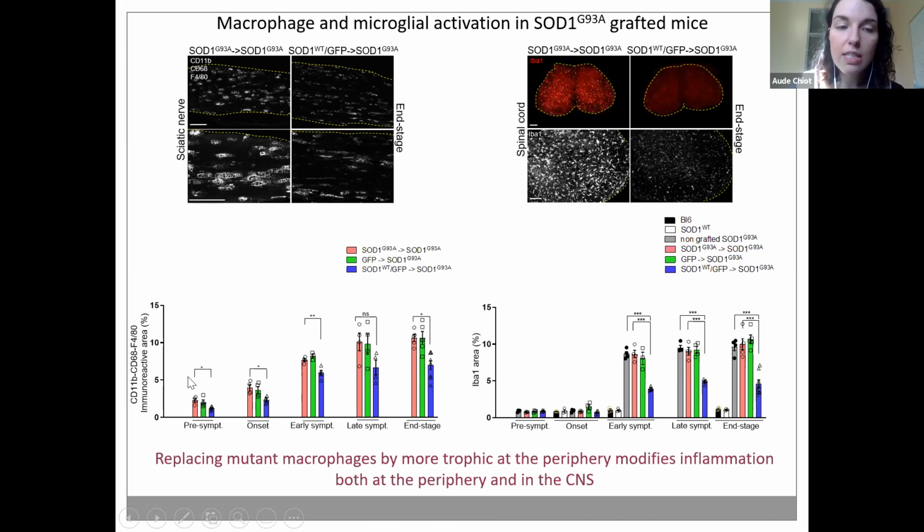But we did have a reduction starting at the pre-symptomatic stage of the macrophage reactivity for the group grafted with the SOD1 wild-type GFP bone marrow. And more importantly, when we looked at the microglial cells, again, no difference has been noticed with the control GFP cells. But when the mice were grafted with SOD1 wild-type GFP bone marrow, in blue, you can see that there was a reduction of the microglia activation starting at the early symptomatic stage through the end stage of the disease. So by replacing those mutant macrophages at the periphery with more trophic macrophages, we were able to modulate the peripheral inflammation in the nerve, but also the central inflammation in the spinal cord.